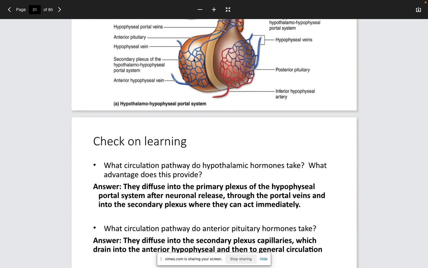They're exactly located very close to the hypophyseal portal system, as well as the secondary plexus capillaries. So they're able to go directly there, and they will then go directly into circulation. So the advantage that this provides is they can act immediately. Right? They are directly released into that hypophyseal portal system. And after the neurons act, they're able to directly go out to the target organs.